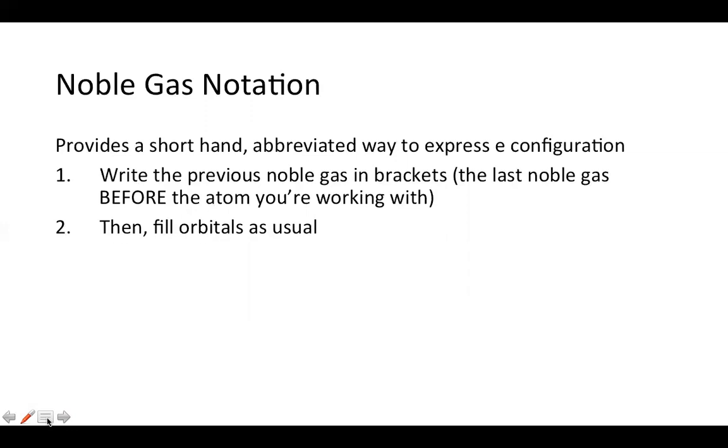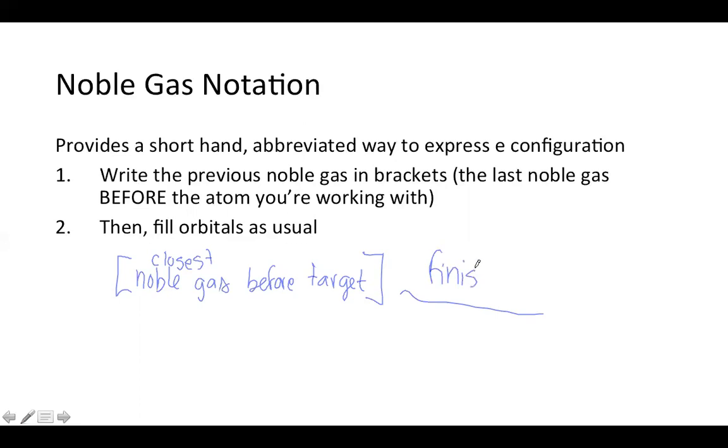And as a review on noble gas configurations, what you do for those is you put the noble gas, or closest noble gas, before the target element. You put its symbol in the brackets, and then you finish the electron configuration.